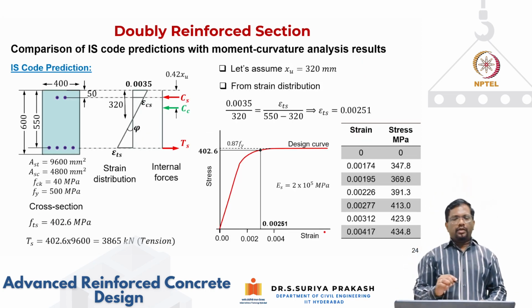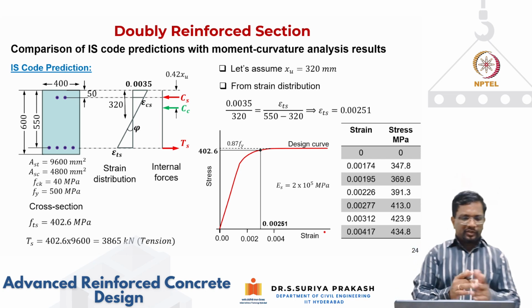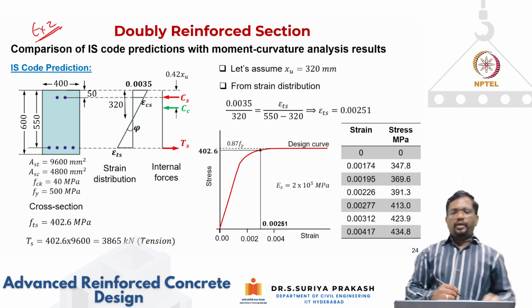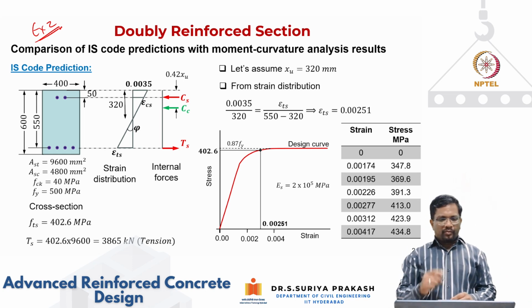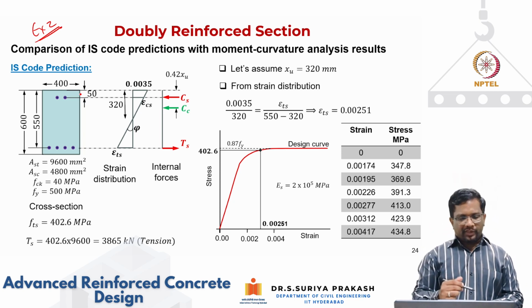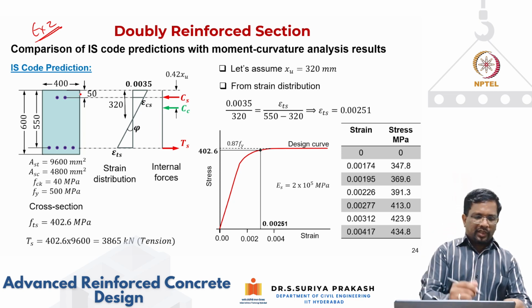Now we are taking one more example. So this is example number two. Here also we are doing analysis. In this case, this is the same cross section that we used for our moment curvature analysis.